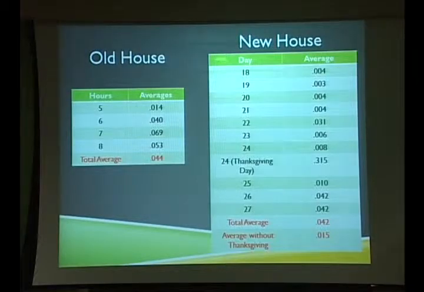So when comparing the two tables together and the total averages, you can see the averages for both houses are significantly close to one another, but when you take out Thanksgiving Day, it becomes down to 0.015. So therefore, it shows that the newer house is lower quite a bit than the older house.